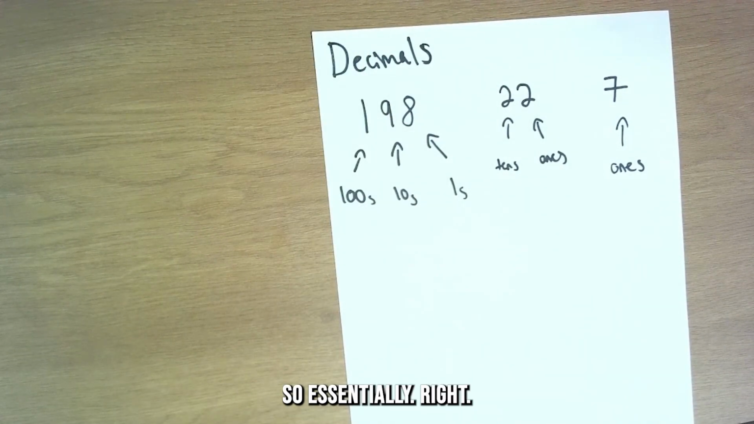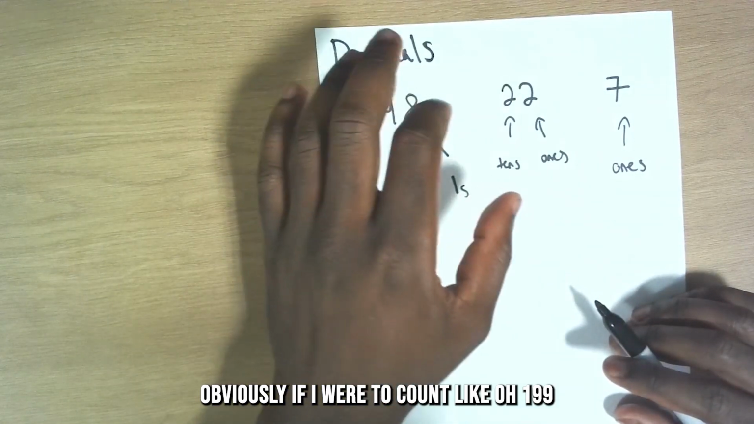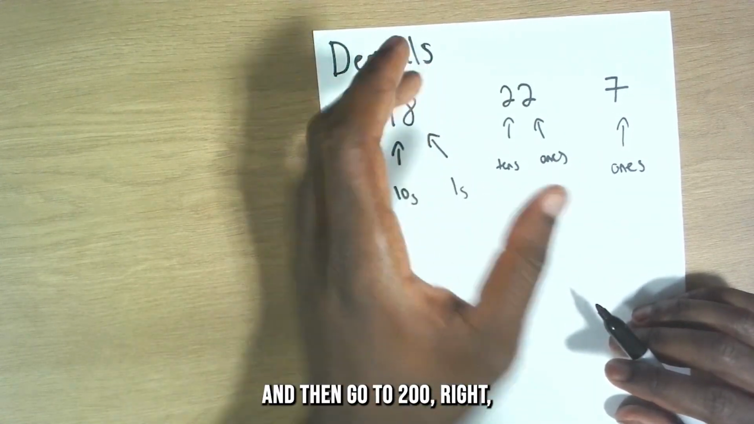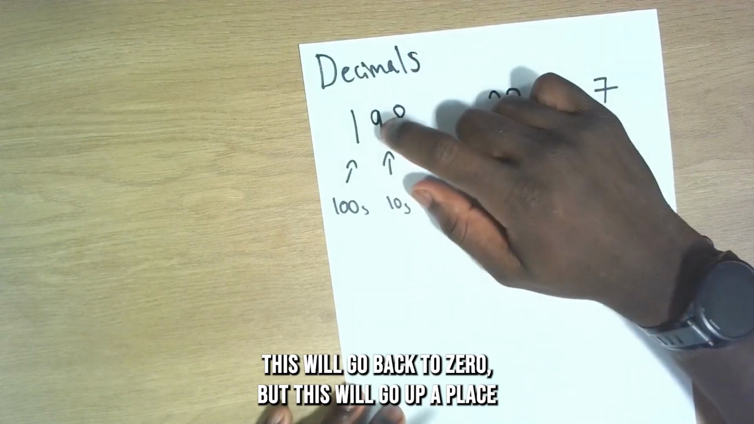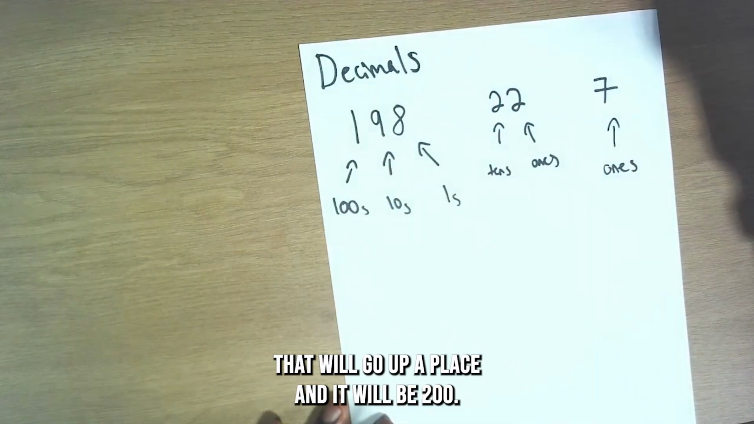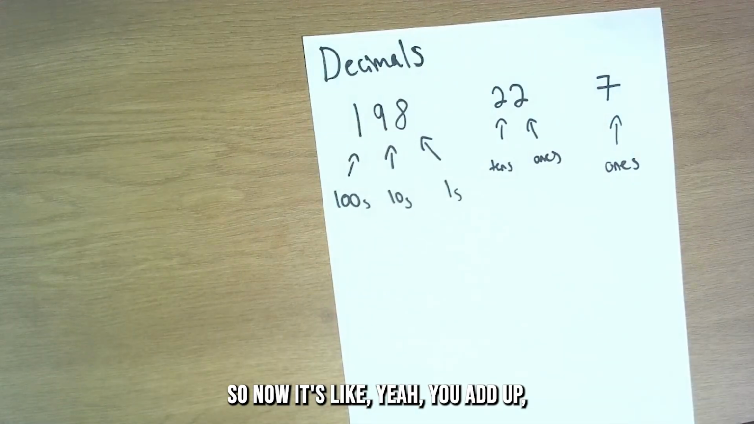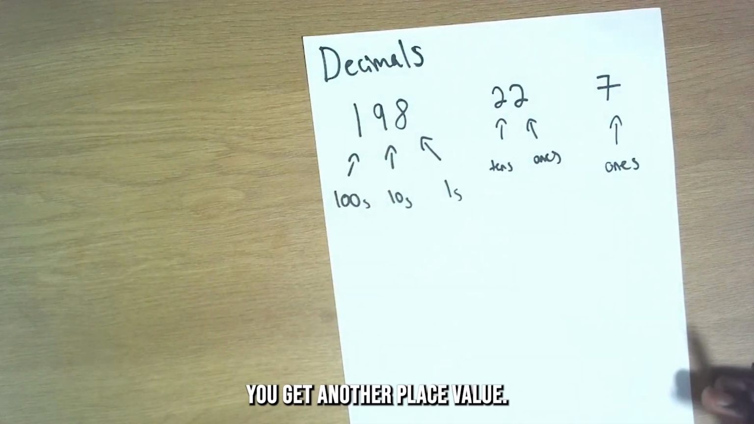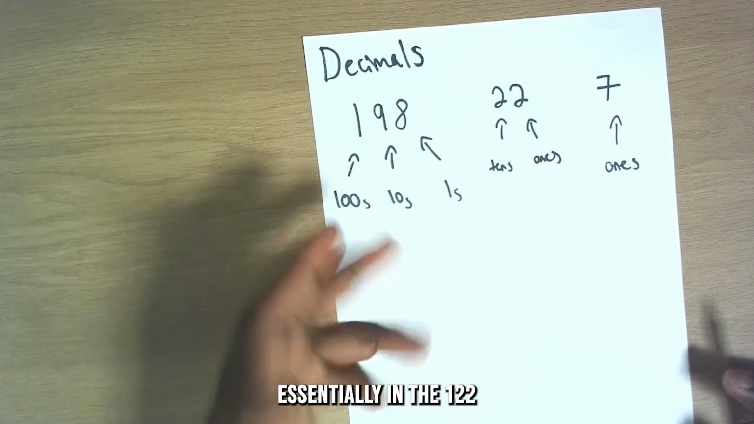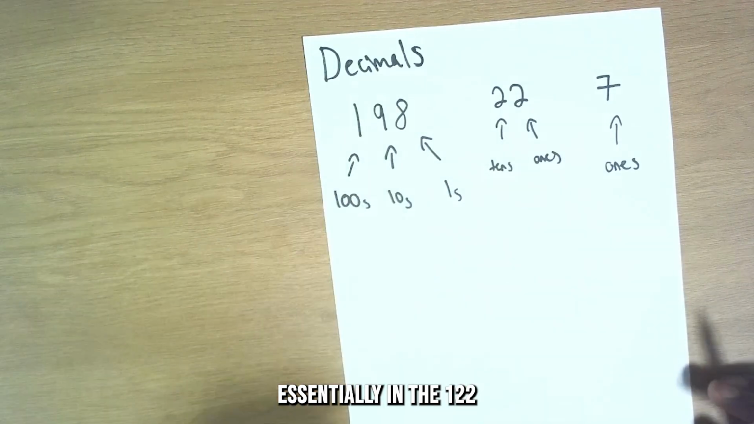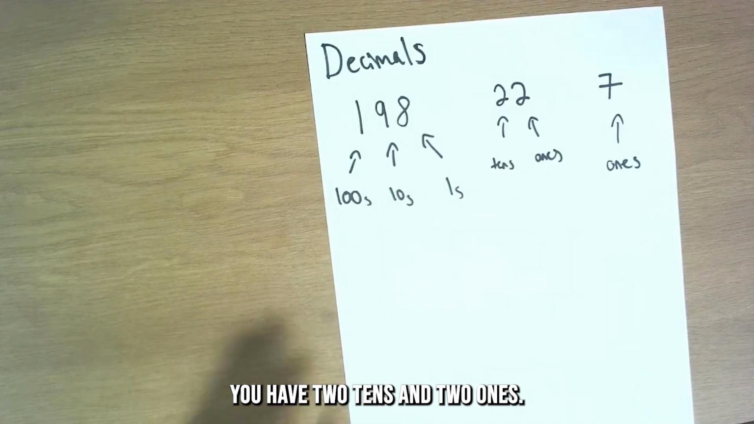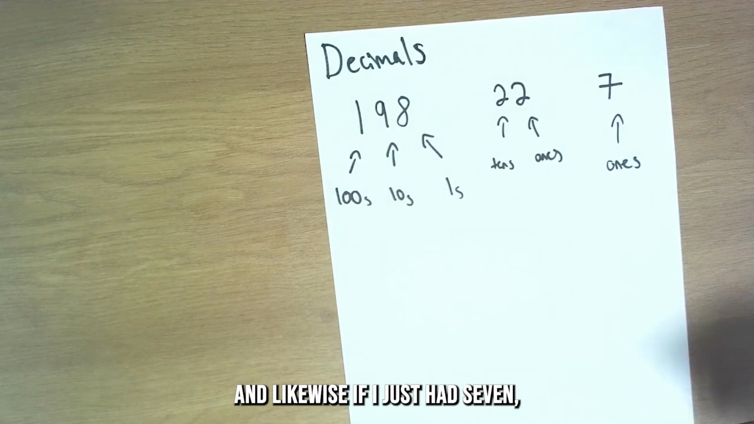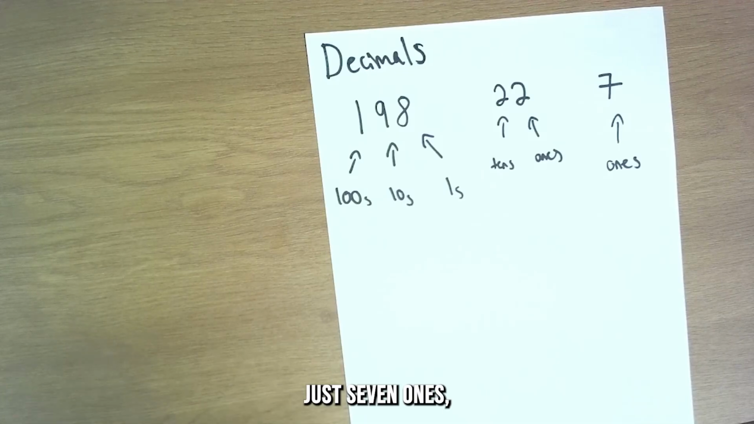Obviously, if I were to count 199 and then go to 200, this will go back to 0, but this will go up a place, that'll go up a place, and it'll be 200. So you add up, you get another place value in the hundreds. 22, you have 2 tens and 2 ones. And likewise, if I just had 7, it's just 7 ones.